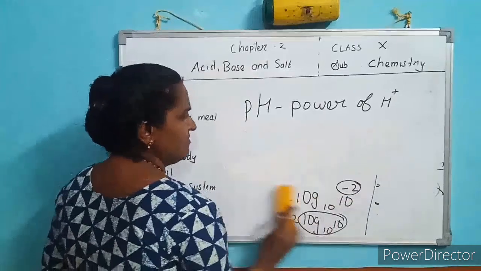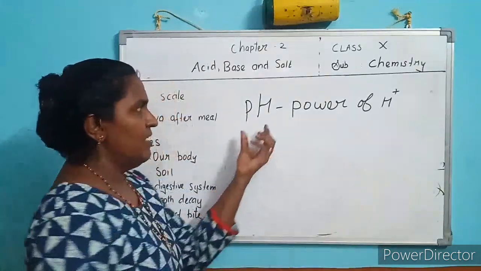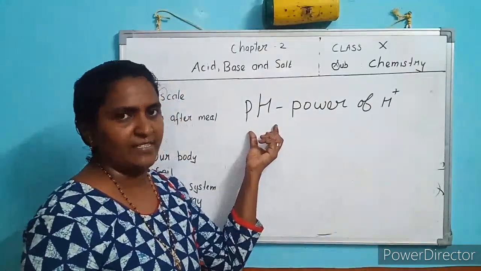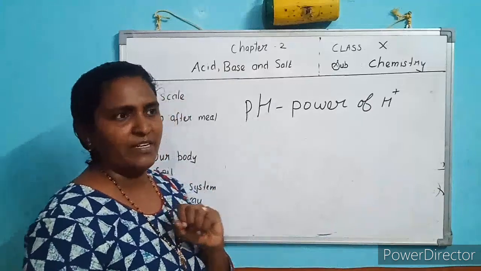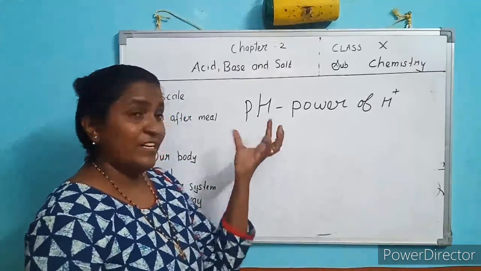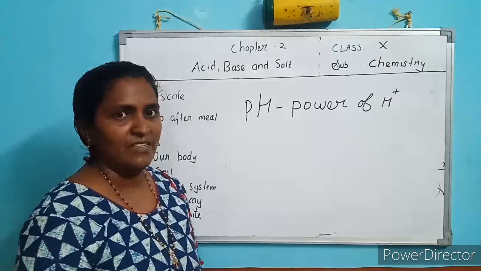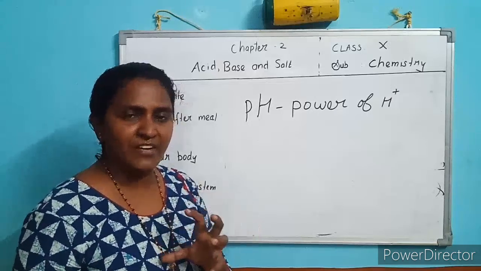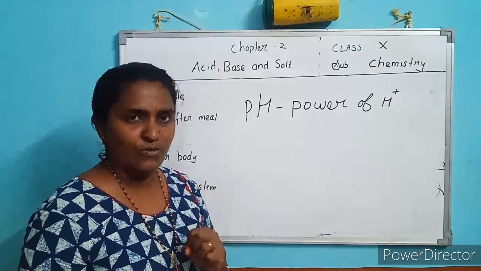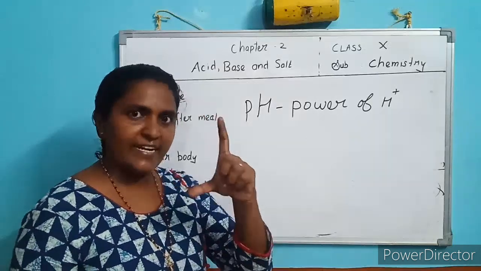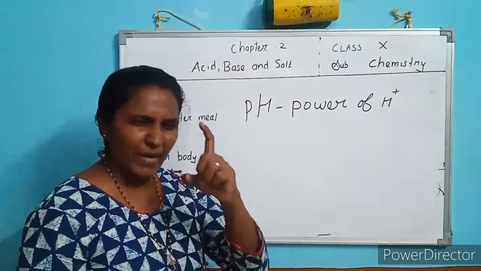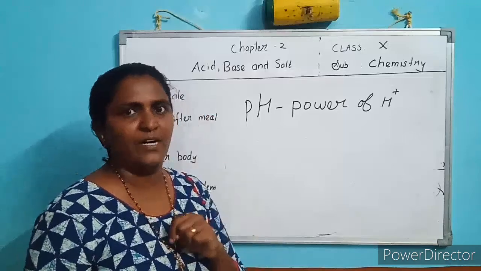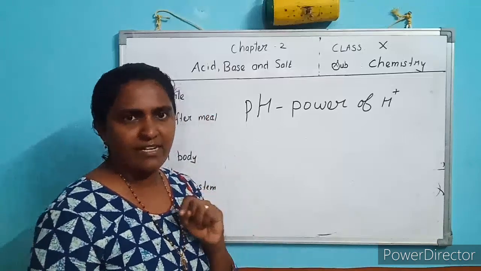Now, come to our topic. pH means power of hydrogen. One universal indicator is there. The indicator helps us to identify the power of hydrogen. How? The universal indicator is yellow in color, on paper, like the paper we use in the lab. It is yellow in color.